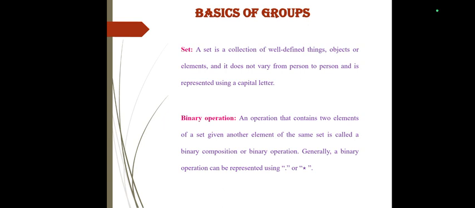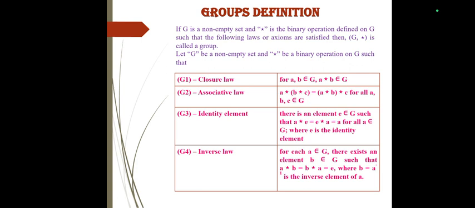Next we'll see binary operation. An operation that takes two elements of a set and gives another element of the same set is called a binary composition or binary operation. Generally, a binary operation can be represented using a dot or a star. Now we'll see the group's definition.